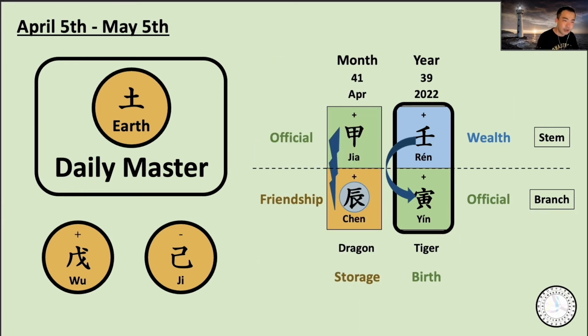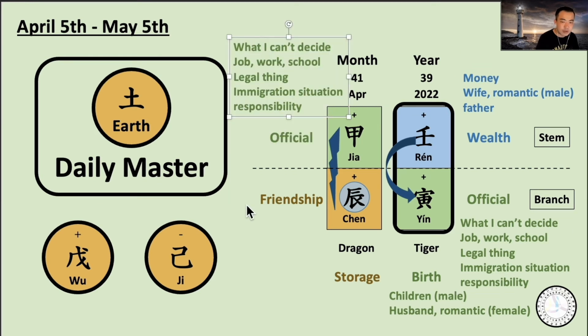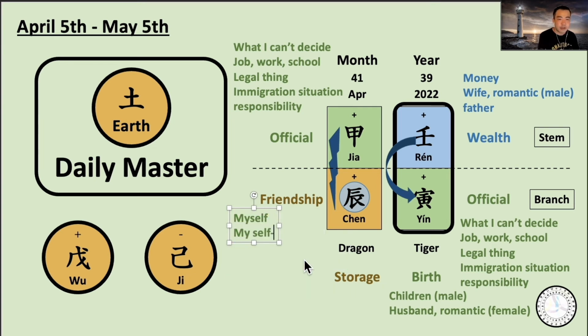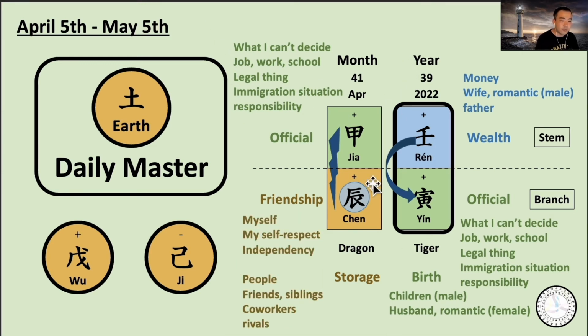Those situations are now becoming the Jia wood dragon in this month. So those official spirits, whichever it is, we said this could be legal stuff, my responsibility, my children or husband, my work. Those issues are now governing the heavenly stem in this month. And myself, as the friendship spirit, has to take care of the responsibility. Myself, my self-respect, independence, or people, friends, siblings, co-workers, rivals. So you can say the responsibility is tangled with people's relations for the Earth Daily Master.